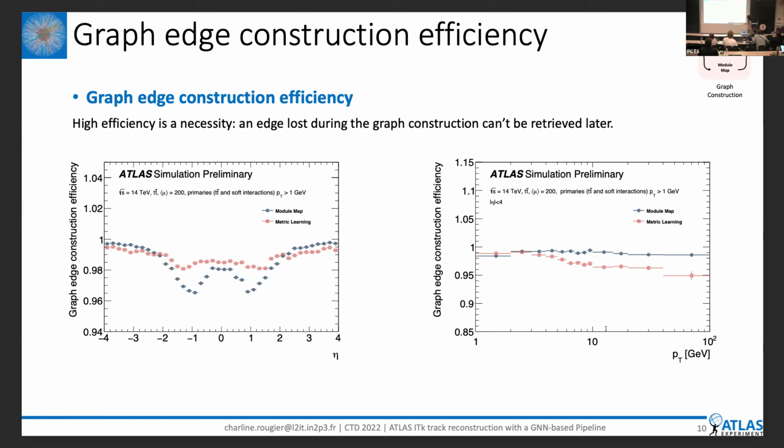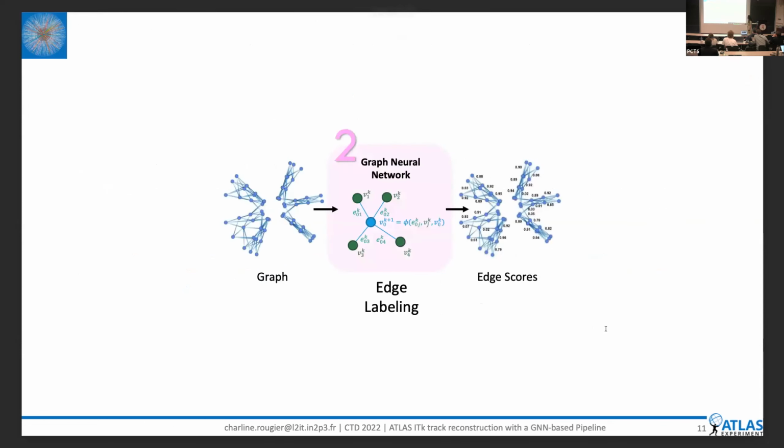So this is the graph edge construction efficiency we get for the learning and the module map, as a function of eta and as a function of pt. You can see that using both of the methods, we get high efficiency for the graph construction. And in the next part, we are also only going to consider the module map solution to build the graph. So this means that now we get a graph, and we can label each one of the edges using a graph neural network.